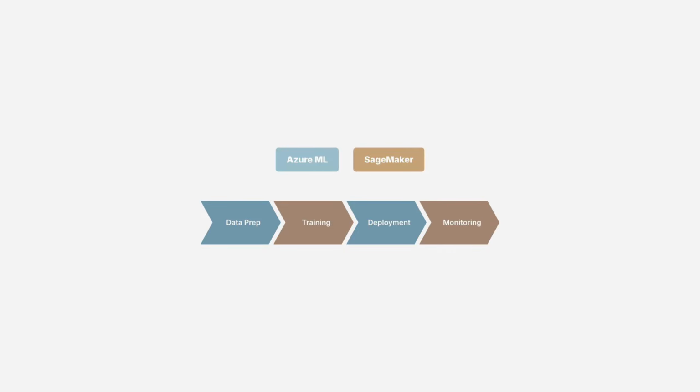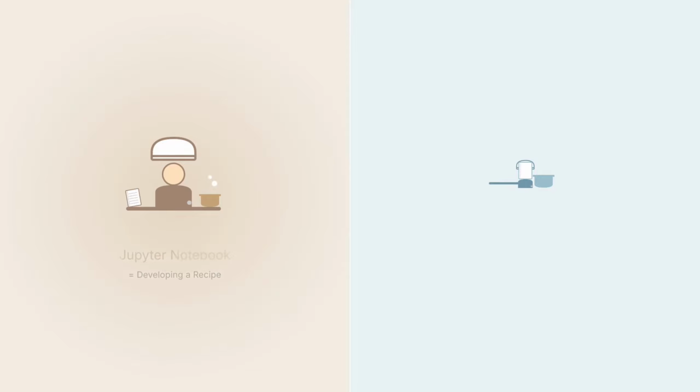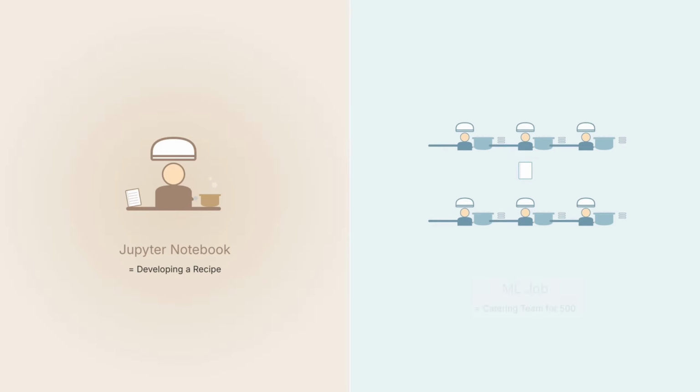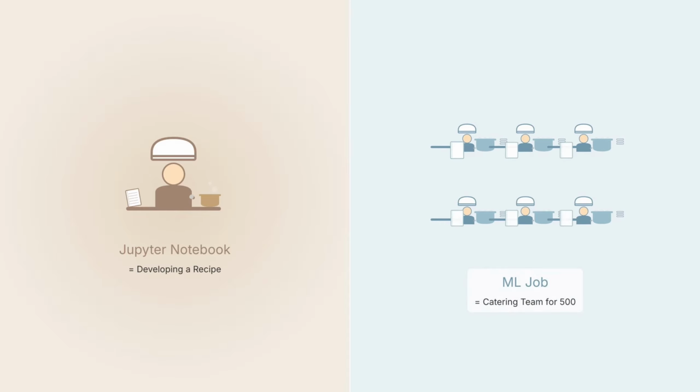Firstly, let's use an analogy to understand why training jobs matter. Jupyter notebooks work for experimentation on a single device, but they don't scale to production. Training jobs let you deploy tasks across multiple cloud instances, running longer and processing more data.